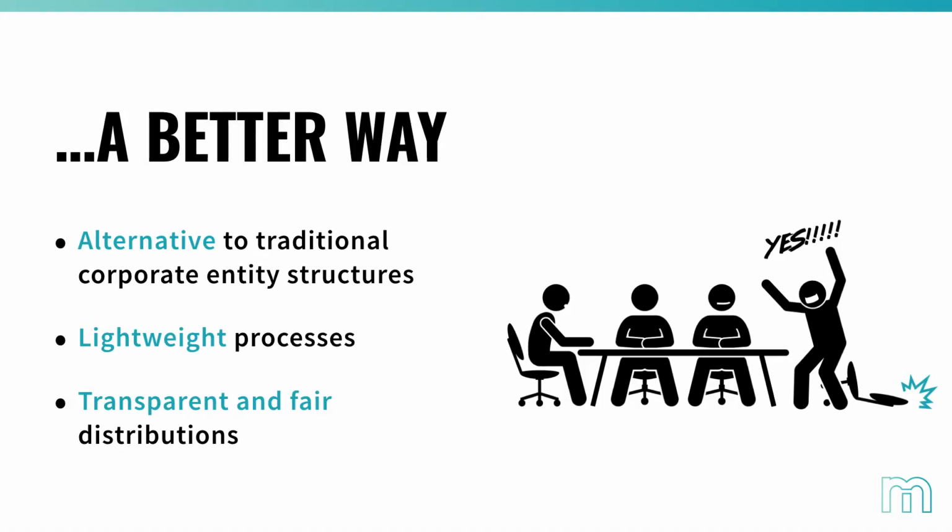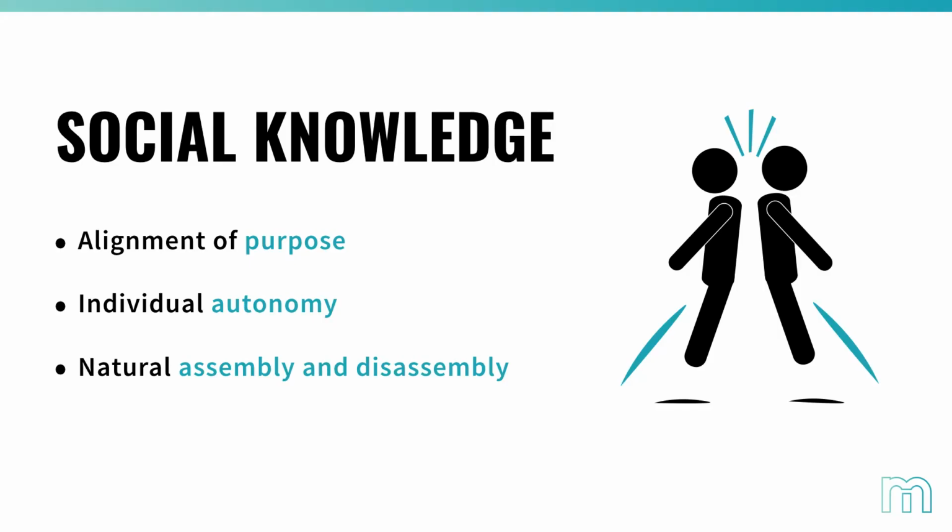So we believe there is a better way, and we are replacing traditional corporate entity structures with a more lightweight and transparent approach to profit sharing. But a new structure in itself is not enough. We also need to apply up-to-date knowledge of effective and efficient collaboration. When there is a high level of alignment between the team and individual, we can expect everyone to make decisions autonomously while taking responsibility for the outcomes.